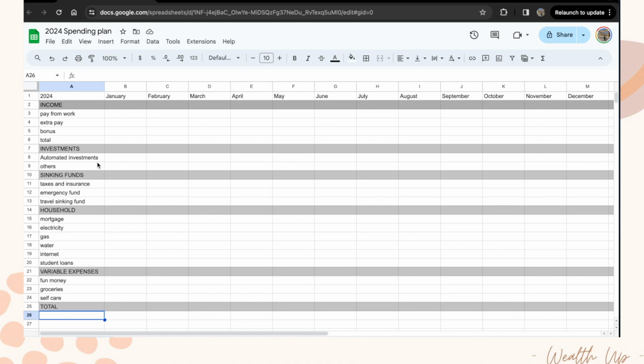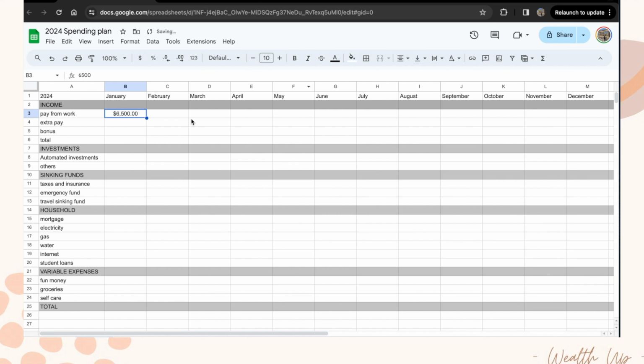So we'll first start off by filling out the expenses for the month of January, or at least how I plan to spend my income for the month of January. So my income for the month, I expect to be $6,500. And this is what hits my bank account.